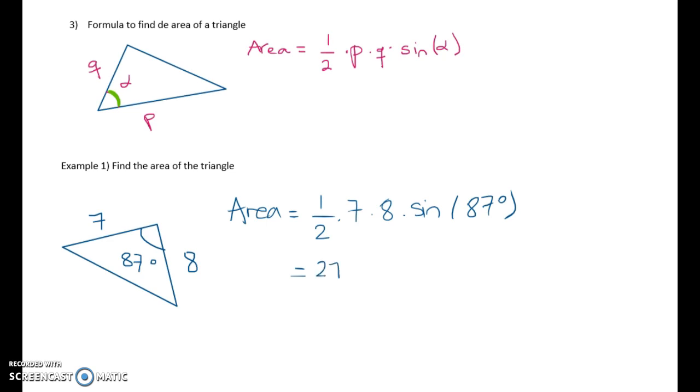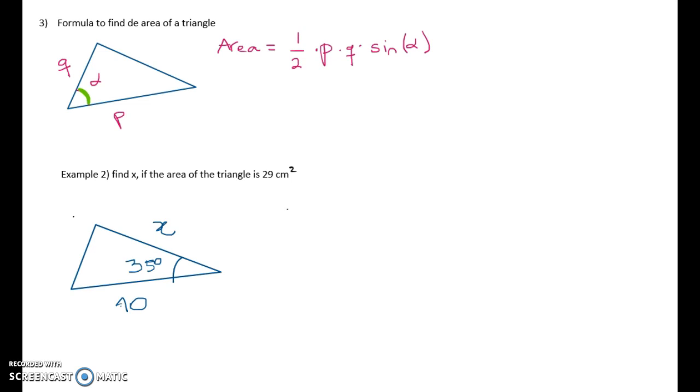I got 27.96, and then the number continues. I don't care about what continues because I want to approximate to 3 significant figures. So this number's fourth figure is going to be the 6. That changes the 9, so I approximate this to 28.0 units squared.